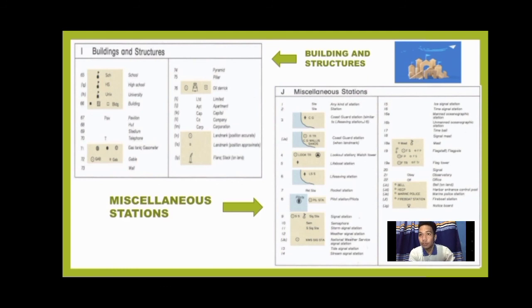Pilot station is a circle, and it's common for us, like a circle with a diamond inside, which stands for pilot station. And then the signal station, that's the symbol and abbreviation, semaphore or SEM. And then here there's flagstaff or flagpole, flag tower, signal, observatory, observers, office, the abbreviation of office is OFF, and there are so many more.